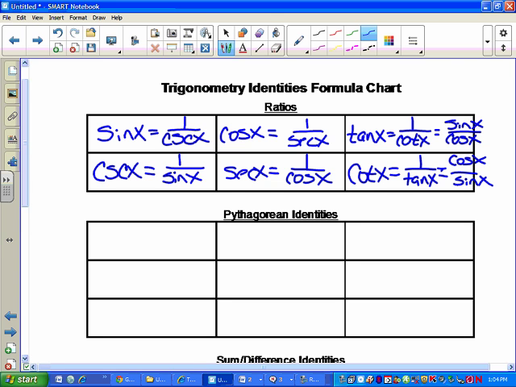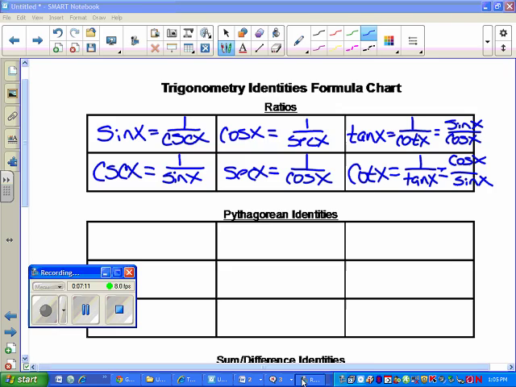You having this filled in when you come back to class will be the sign that you've watched the video, and you can start your homework in class. Okay, the next thing is Pythagorean identities. To do that, I have a YouTube video that's going to be helpful.